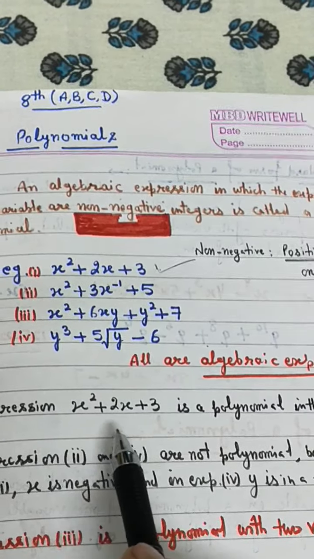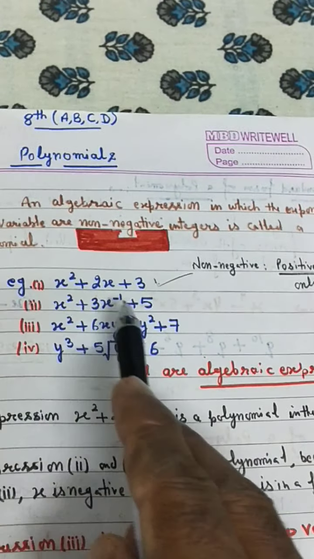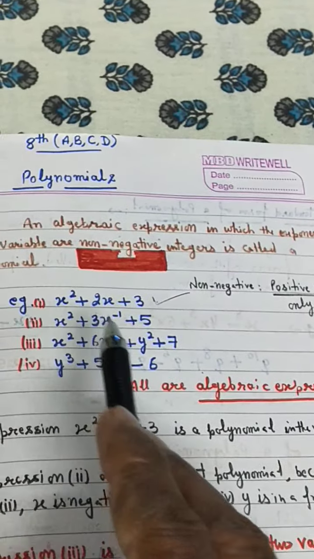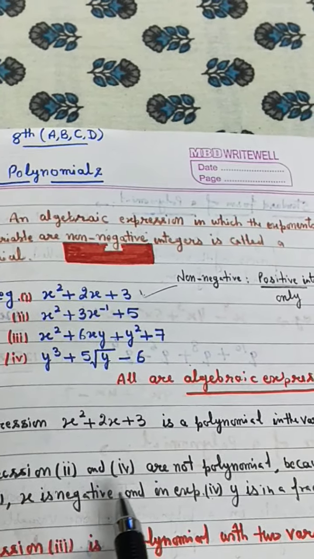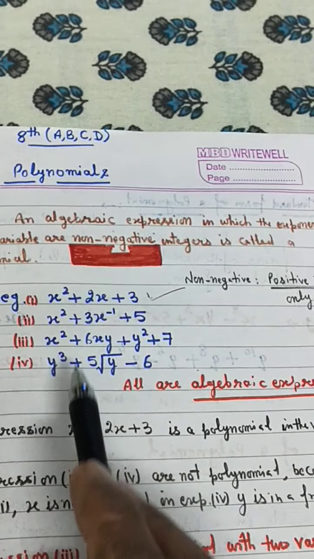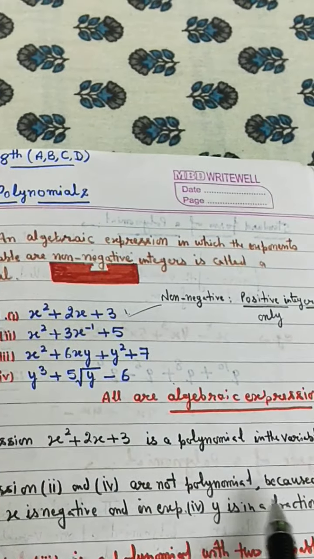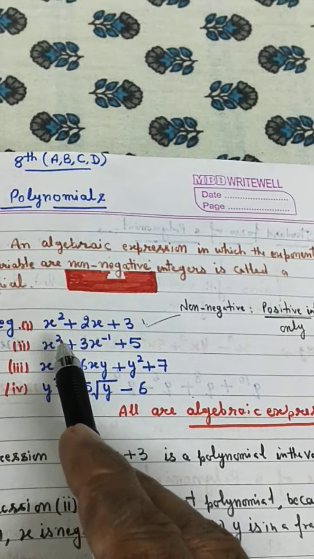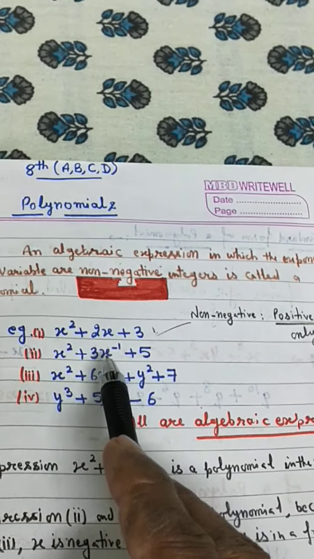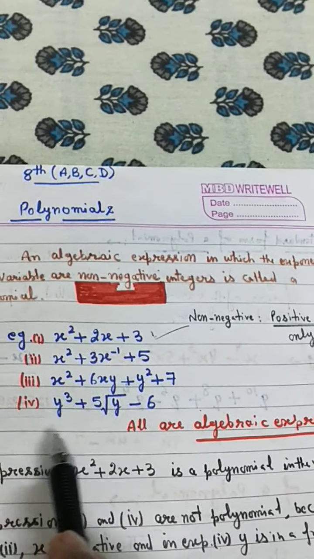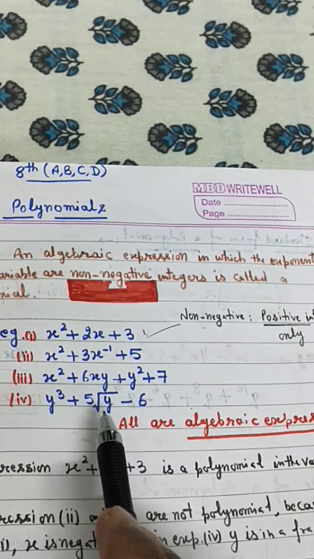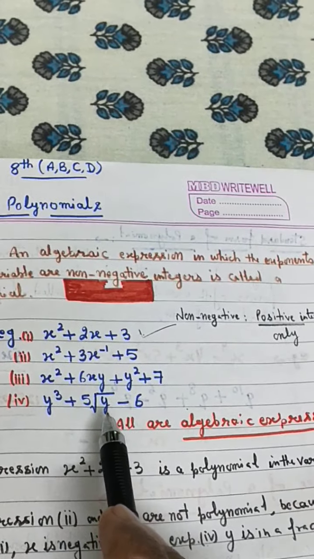Expression x square plus 2x plus 3 is a polynomial in the variable x. Expressions 2 and 4 are not polynomials, because in the second expression there is a negative exponent, and the fourth one has an exponent that is a fraction.